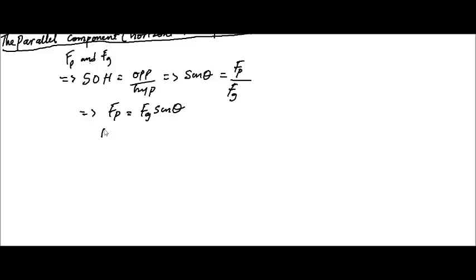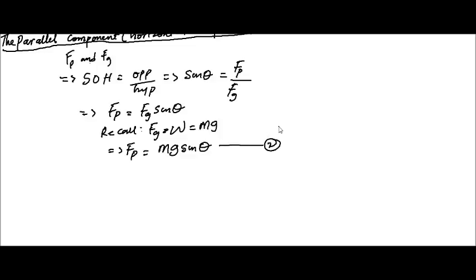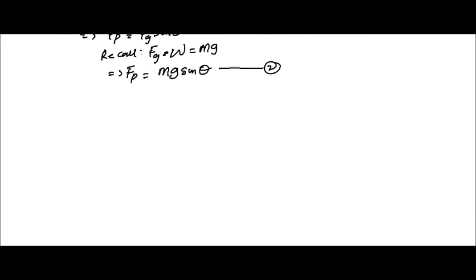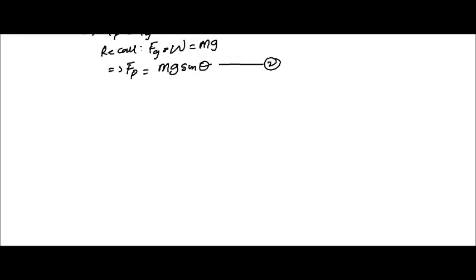Recall again, though we've done it in the first slide, that F subscript g is the same thing as weight, that's force due to gravity, which is equal to mass times acceleration due to gravity, which is g. So this implies that F subscript p is equal to mg sine theta. So we can call this equation 2. I said I was going to show you how I got Fp over Fg. Look at it: opposite over hypotenuse, Fp over F subscript g. So that is the logic. So in this case, we have Fp is equal to mg sine theta.